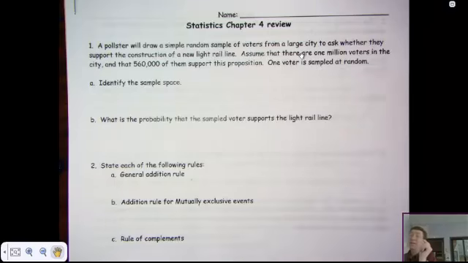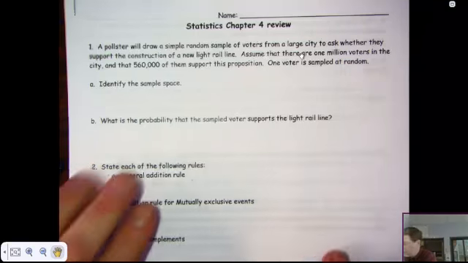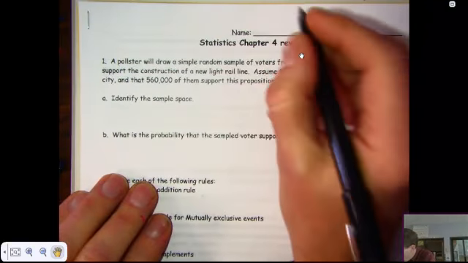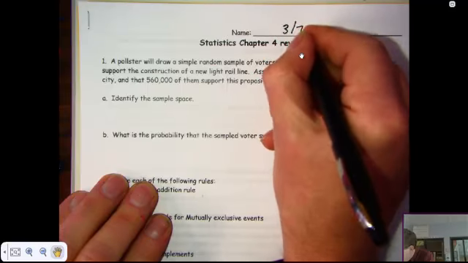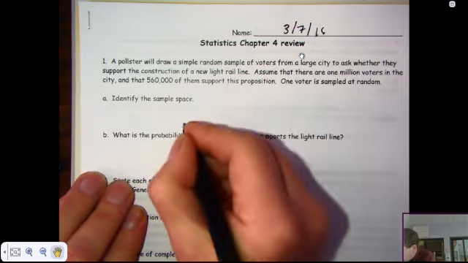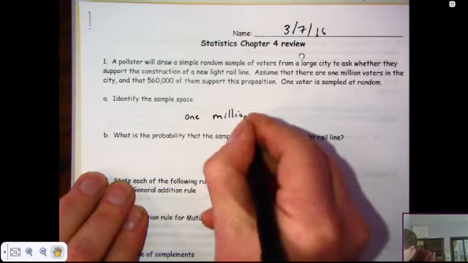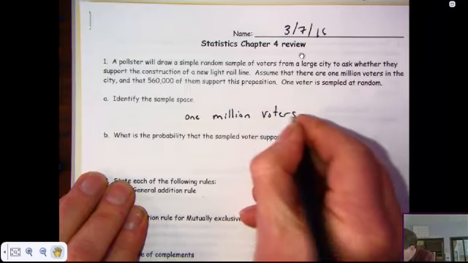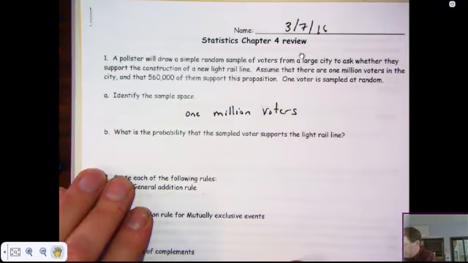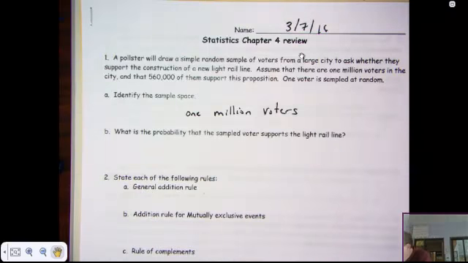So if I had asked you to list out all the sample space, what would you list out? We'd have to list out the 1 million voters, right? So the sample space in this one is the 1 million voters. And then what is the probability that the sampled voter supports the light rail line? The one that we asked, what's the probability that he does support it?